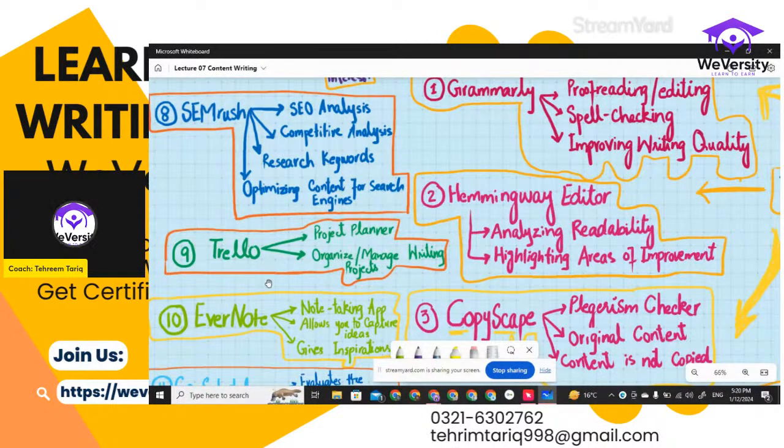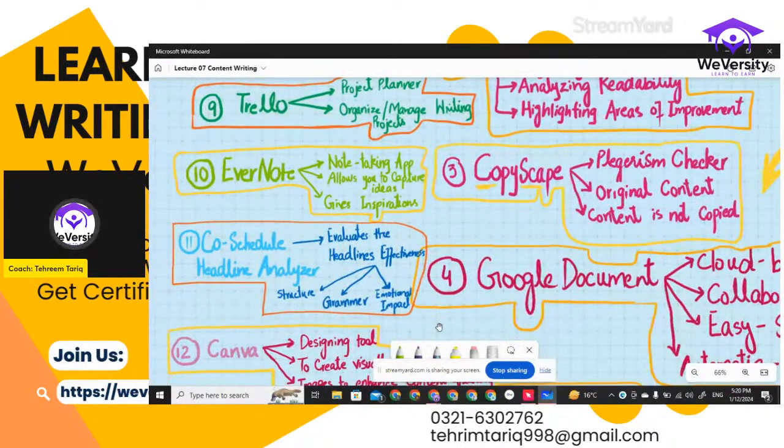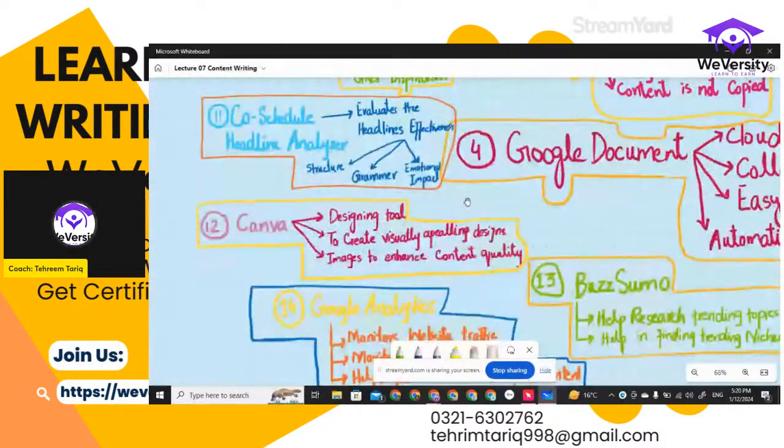Evernote is basically a note taking app, allows you to capture ideas, gives inspirations, and in that particular software you can grab all the ideas that come in your mind with regard to the content that you are going to write, either for yourself as a blog writer or for someone else as a copywriter. Then comes CoSchedule Headline Analyzer. It evaluates the headline's effectiveness in terms of structure, grammar, and emotional impact that it is going to leave on your targeted audience. Then comes Canva.